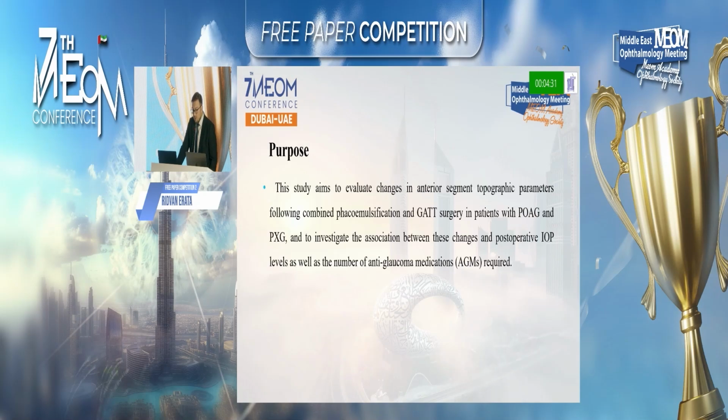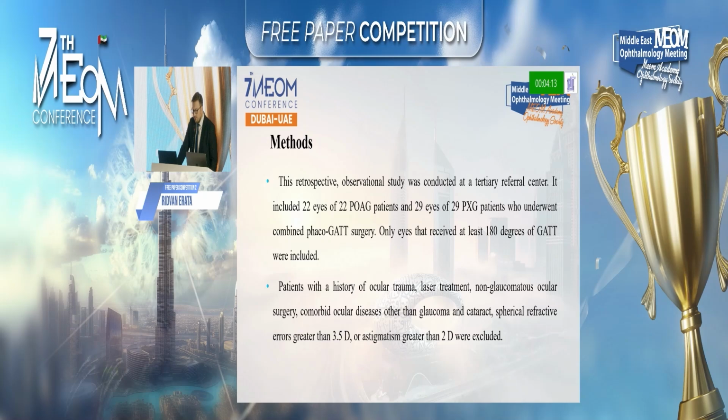This study aims to evaluate changes in anterior segment topographic parameters following combined phacoemulsification and GATT surgery in patients with POAG and PXG, and to investigate the association between these changes and postoperative IOP levels as well as the number of anti-glaucoma medications required. This retrospective observational study was conducted at a tertiary referral center.